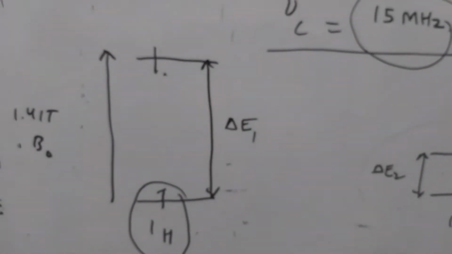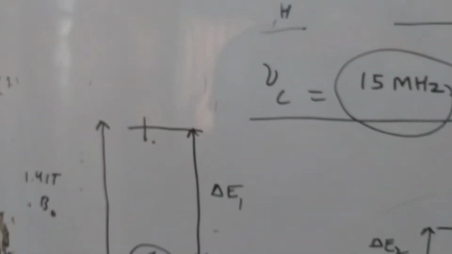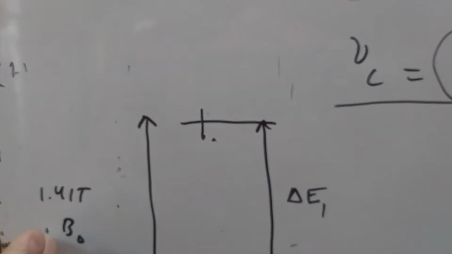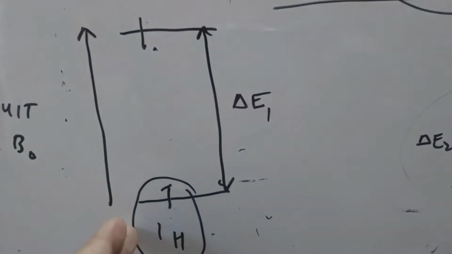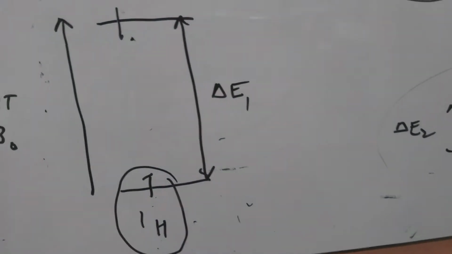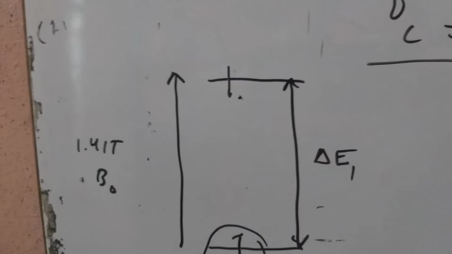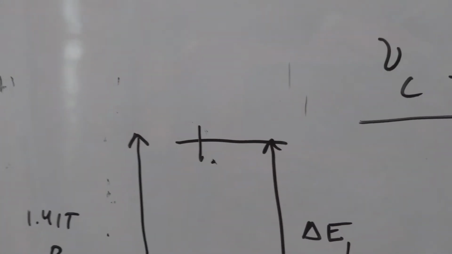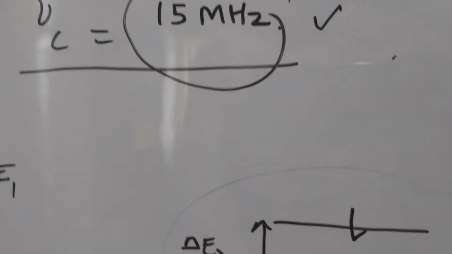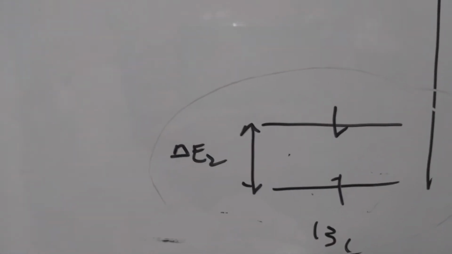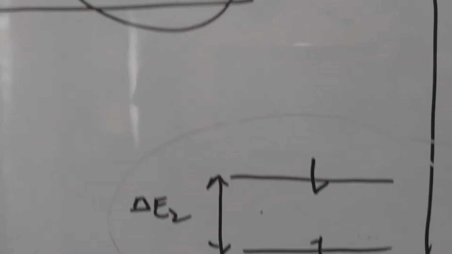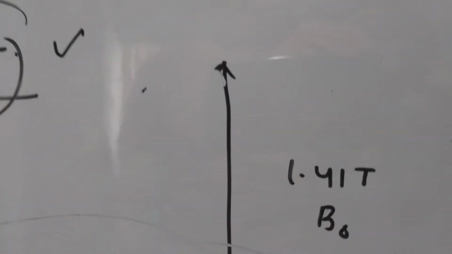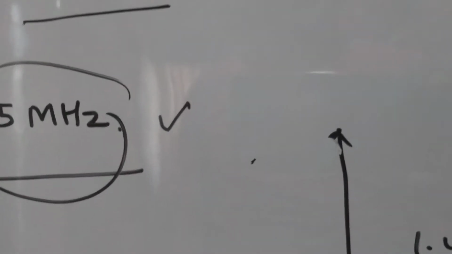Here we can understand this in the form of a diagram. We have applied this field, 1.41 Tesla, and this is the nucleus for hydrogen. These are the two energy states with this energy spacing, and this energy spacing corresponds to the resonance frequency of 60 megahertz. In the case of 13C, this energy spacing corresponds to approximately 15 megahertz, that is, it is 4 times less, in the same applied magnetic field of 1.41 Tesla.